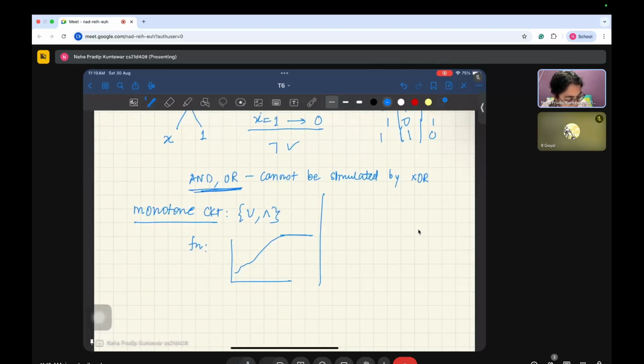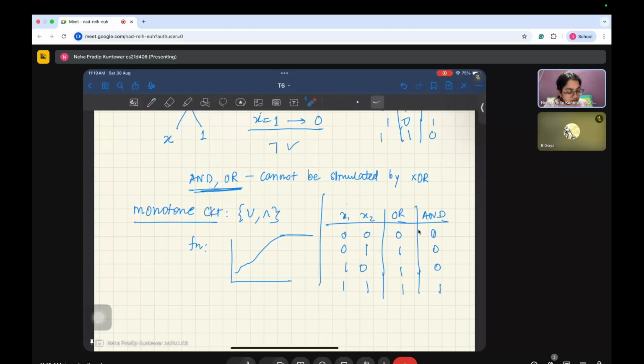Okay, I'll draw the table, that would be easier. So this is a truth table for OR, and I'll write parallelly for AND. So this is 0 1 1 1, and then you have 0 0 0 1. So what this actually means is that if I increase the number of ones, this is what is happening. Initially you have 0 ones, then you have one in each of them, and then you have two ones.